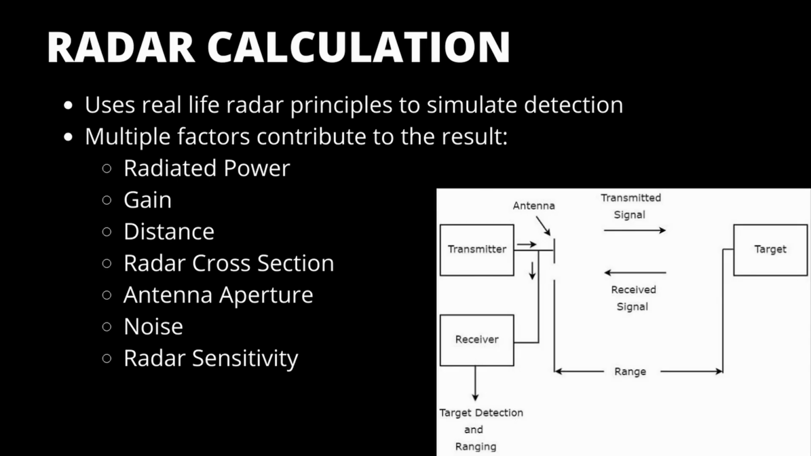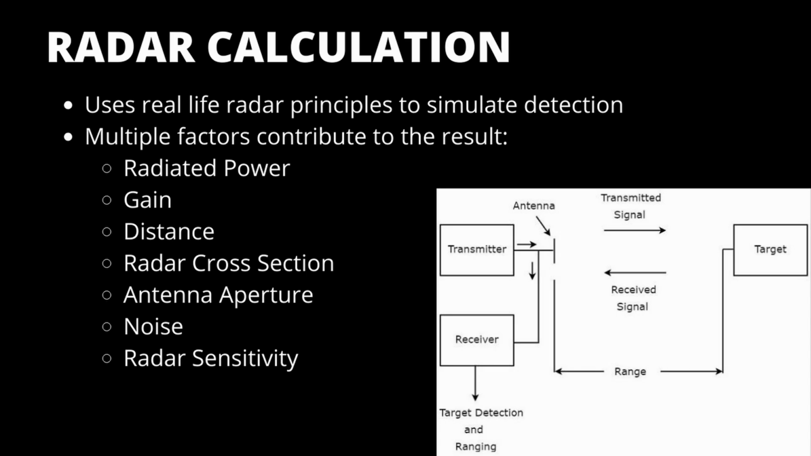So the radar calculation used by Nebulous Fleet Command is based on real-life radar principles, and the formula shown on the title page just before is used to simulate the detection and the identification of ships within the battle space. Multiple factors contribute to whether a ship can be seen or unseen, and this tutorial is meant to provide an overview of these as opposed to enabling you to directly calculate where everything will be at different ranges.